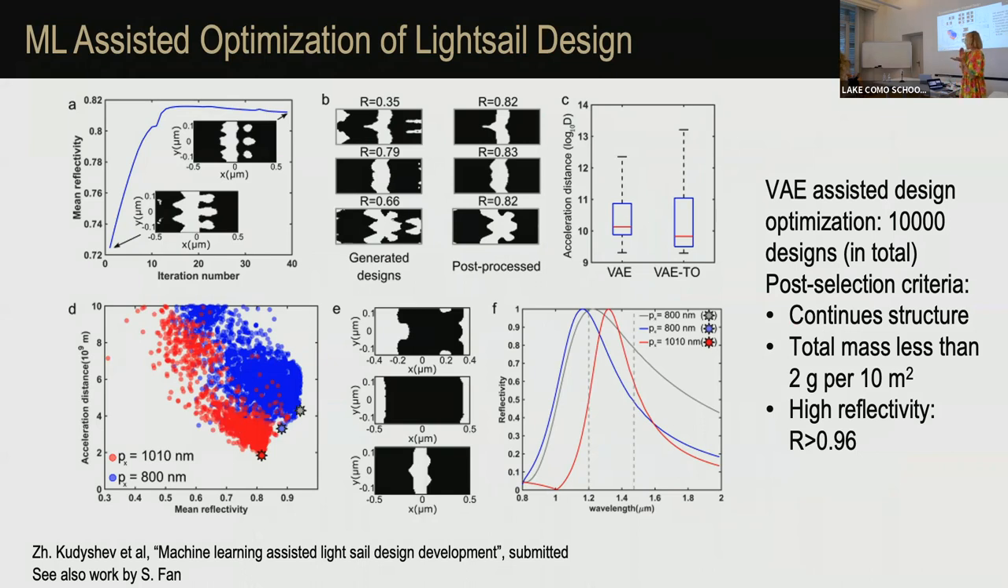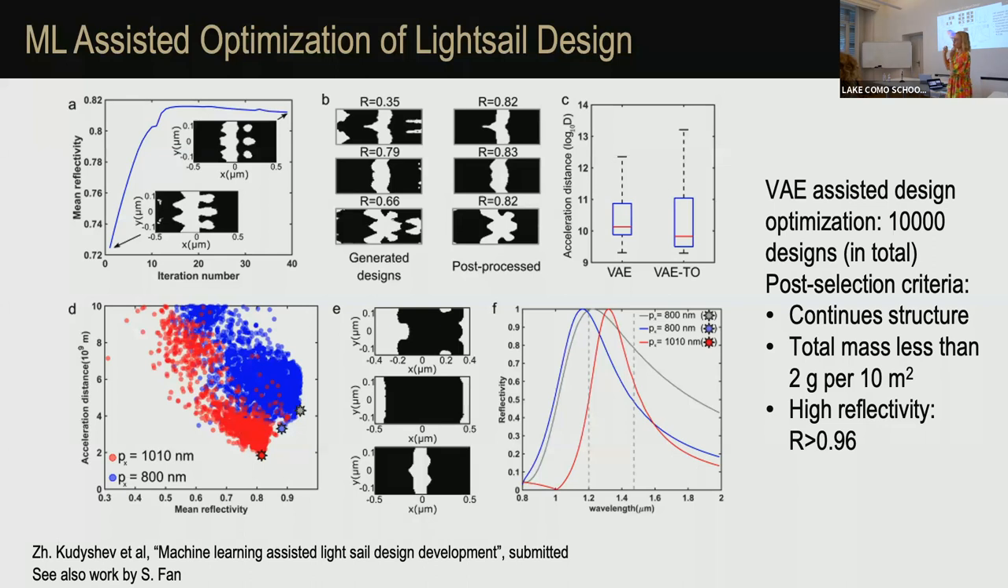Okay, maybe here. So there are many inputs. If we're talking about an optimization problem, it has many targets. For example, we were trying to have two targets for our optimization. One target would be high reflectivity, which has to be above 96%. Another one was mass, less than 2 grams per 10 square meters. So 10 square meters, less than 2 grams, reflectivity as high as possible, better like 98%.